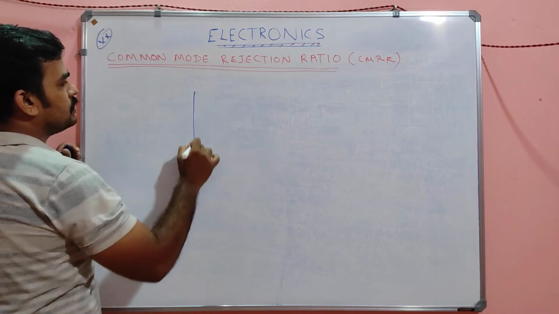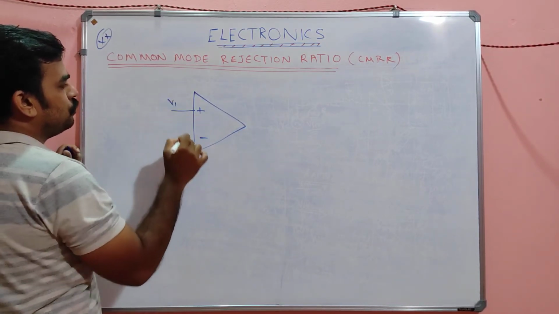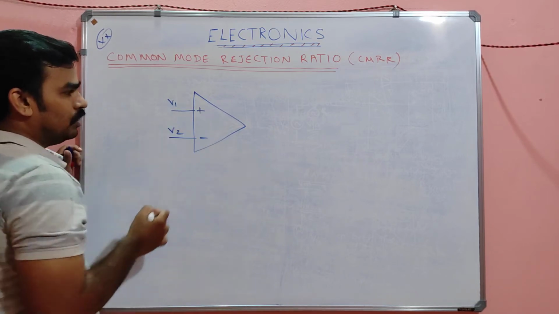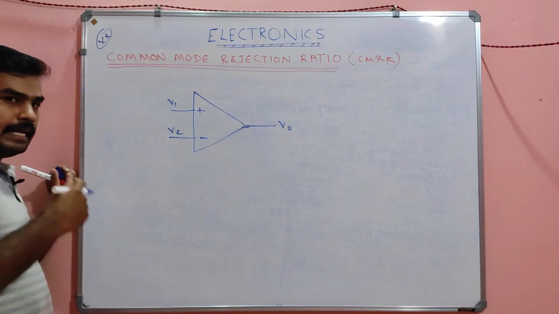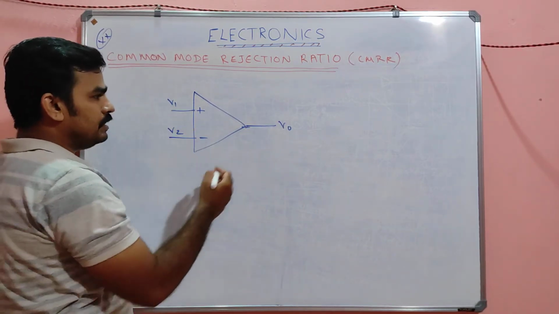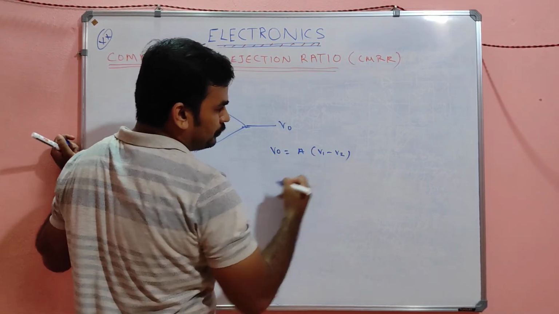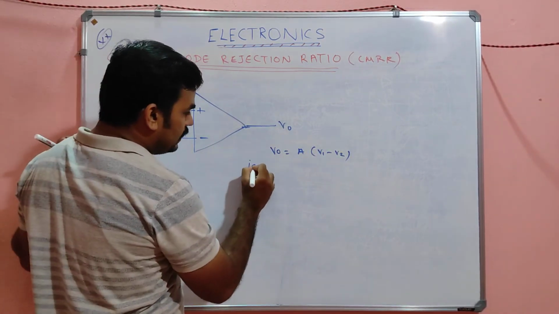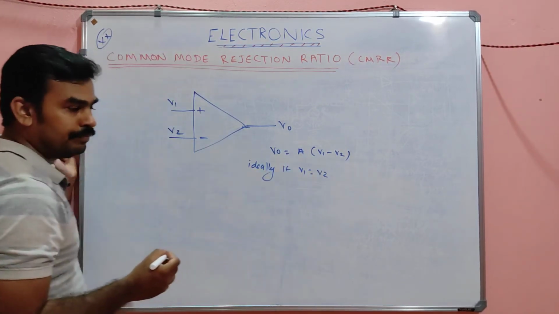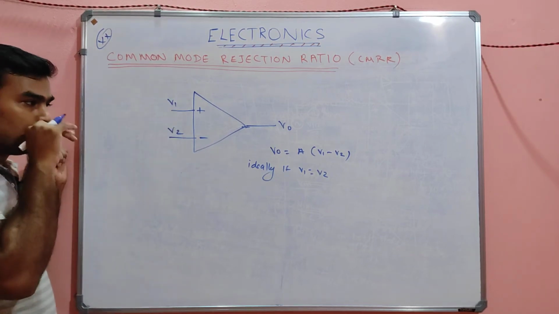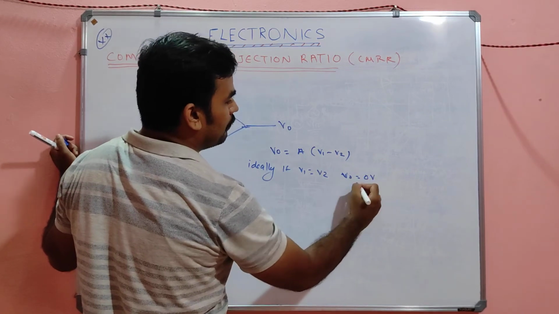So what is meant by CMRR, my dear? Normally in an op-amp there will be two inputs, one at the non-inverting terminal and the other at the inverting terminal. Ideally, with V1 and V2, what is the equation for V0? V0 is nothing but A into V1 minus V2. So ideally, if V1 equal to V2, that means I am applying the same voltage, what will be the output voltage? V0 will be equal to 0 volt. Am I right?